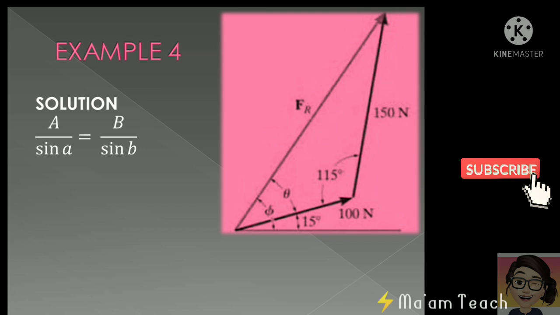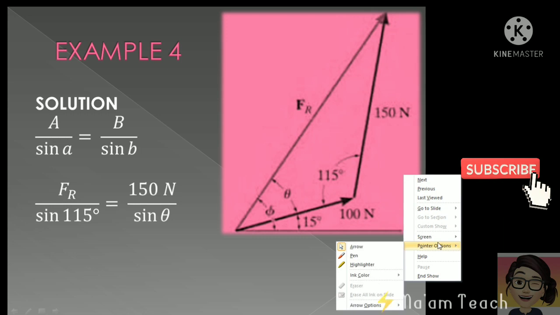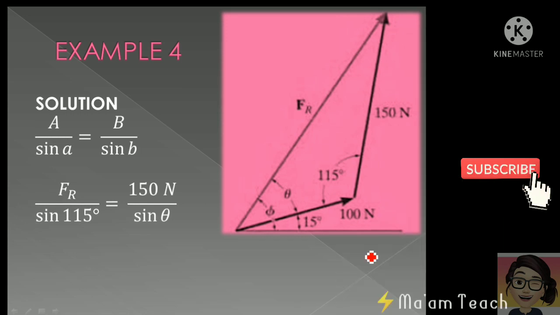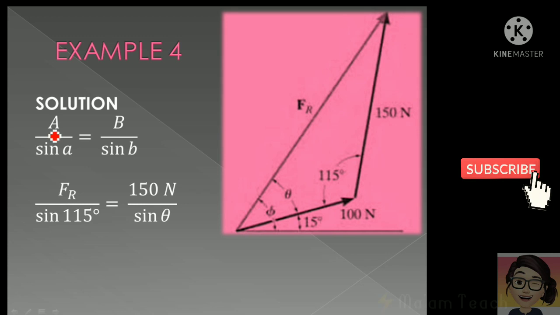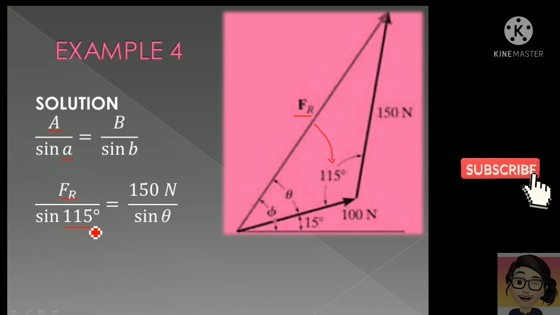So I'll make this side A as our F sub R, while the sine A, take note, why did I use this 115 degrees? Where did I get it? Like I've said, the small letter represents the angle of the side that you are taking. So since our side A represents our F sub R, the value of the small letter a should be the angle opposite to that side. So this is our F sub R, and the angle opposite to it is this 115. That's why that is what we used.